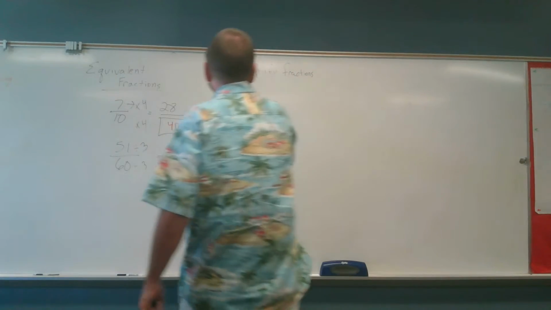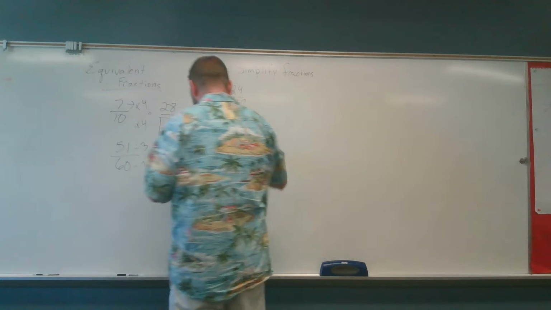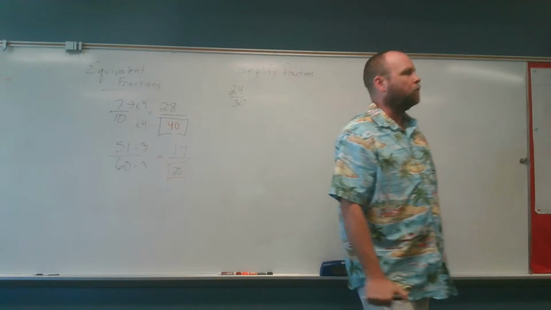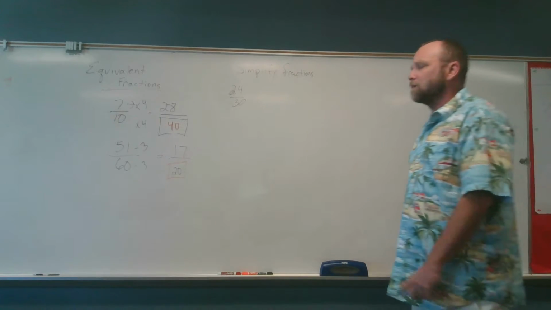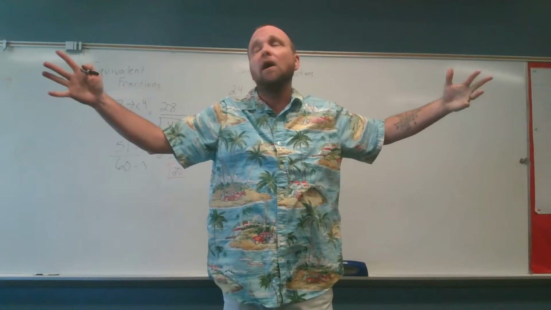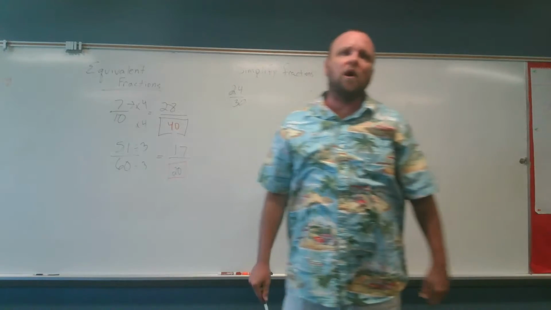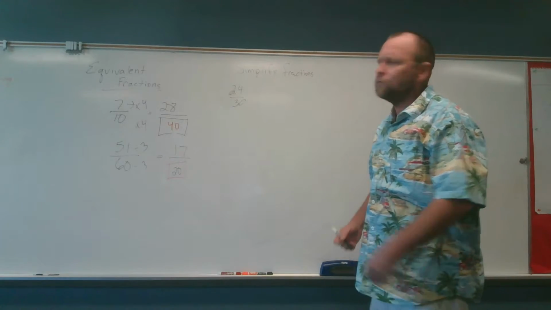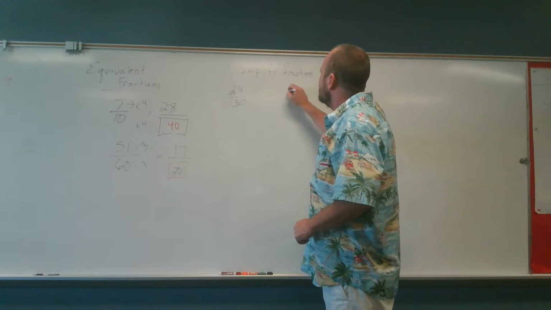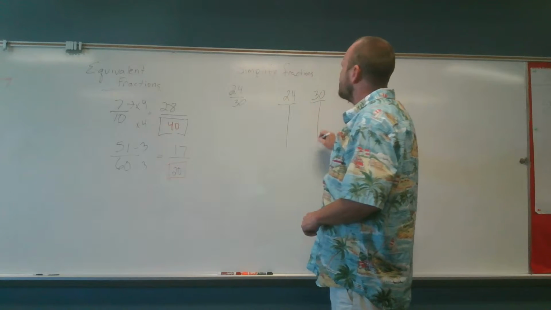Let's take 24 30ths. Now, Taylor just told us what we would divide by. We'd find our greatest common factor. But I'm going to show you how you find the greatest common factor. So we're going to find all the factors of 24 and all the factors of 30.